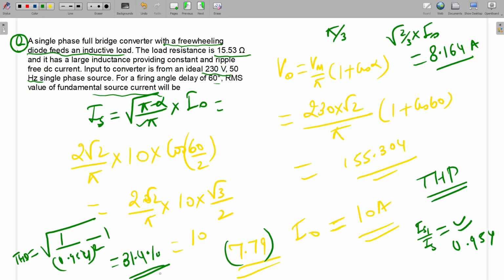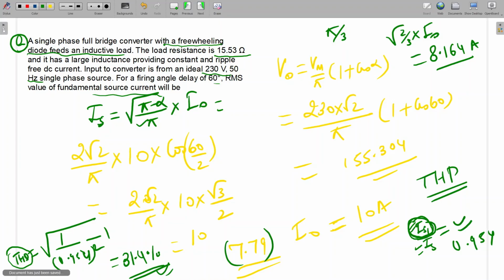Sometimes they will give the THD. Sometimes reverse data they can also ask. Like THD will be given, and from the THD data, one of these values will be asked, let's say the source current. So from THD we can also calculate the fundamental source current. That kind of question can also be framed. Sometimes we are asked for THD, but sometimes THD is given in the question, and from this THD data we can calculate the fundamental IS1.